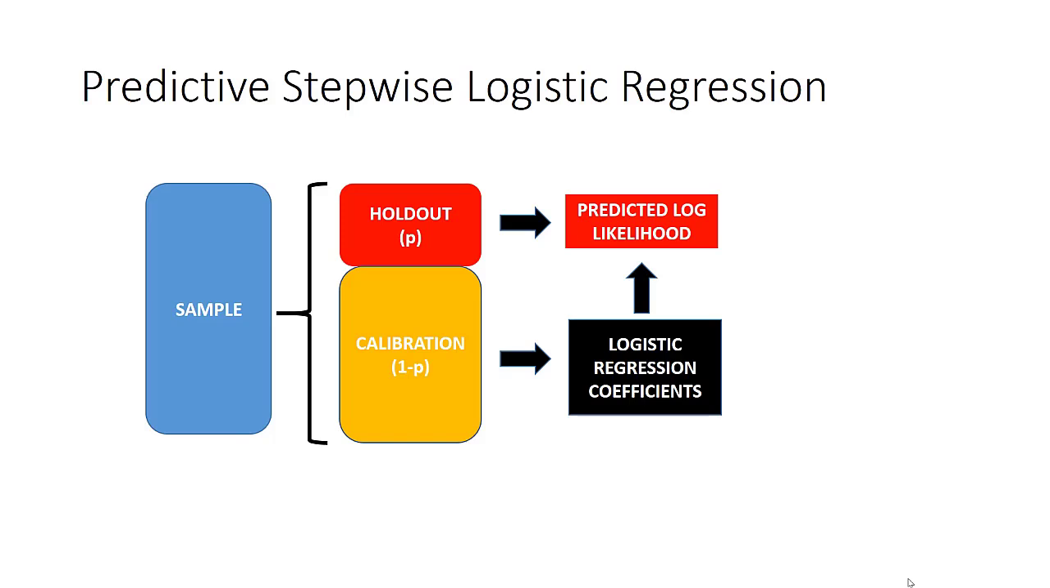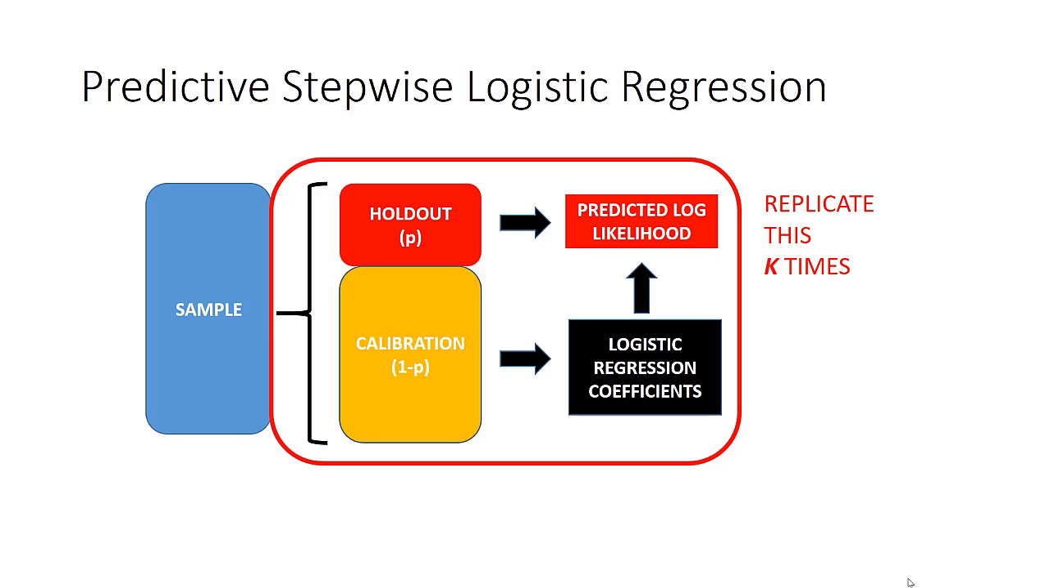Now, which particular predictor should you include? You should include the one that produces the highest increment in log likelihood. And if none of the predictors improves the predicted log likelihood, you know that you already have the best possible model. So you stop the search. And this is done multiple times. Instead of doing this on a single holdout sample, you can choose to replicate this process for as many as 10 random draws from your observed sample, split into holdout and calibration samples.